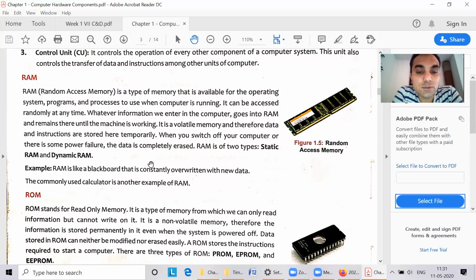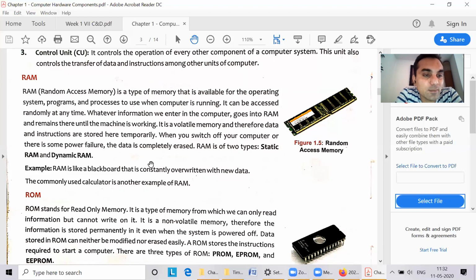Okay, now I will read it again, I will explain it, and then we will do something interesting to understand what exactly RAM is. What is RAM? It is a type of memory that is available for the operating system, programs, and processes to use when the computer is running. So it is a type of memory the computer uses to execute system programs, the operating system, and processing. Like we are using our memory now to understand this lecture, to read, to hear, to see. So we are using a part of our brain. Consider that as RAM.